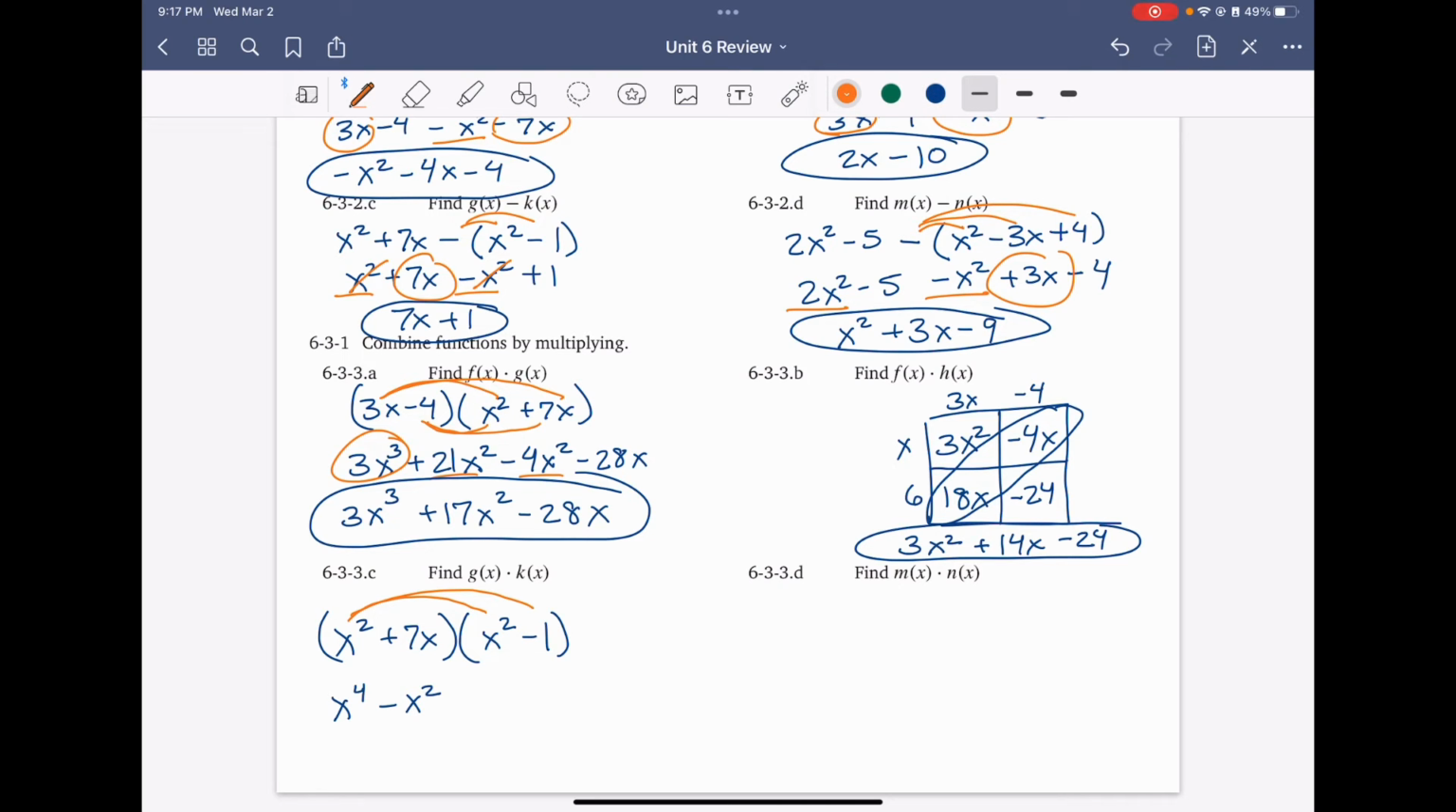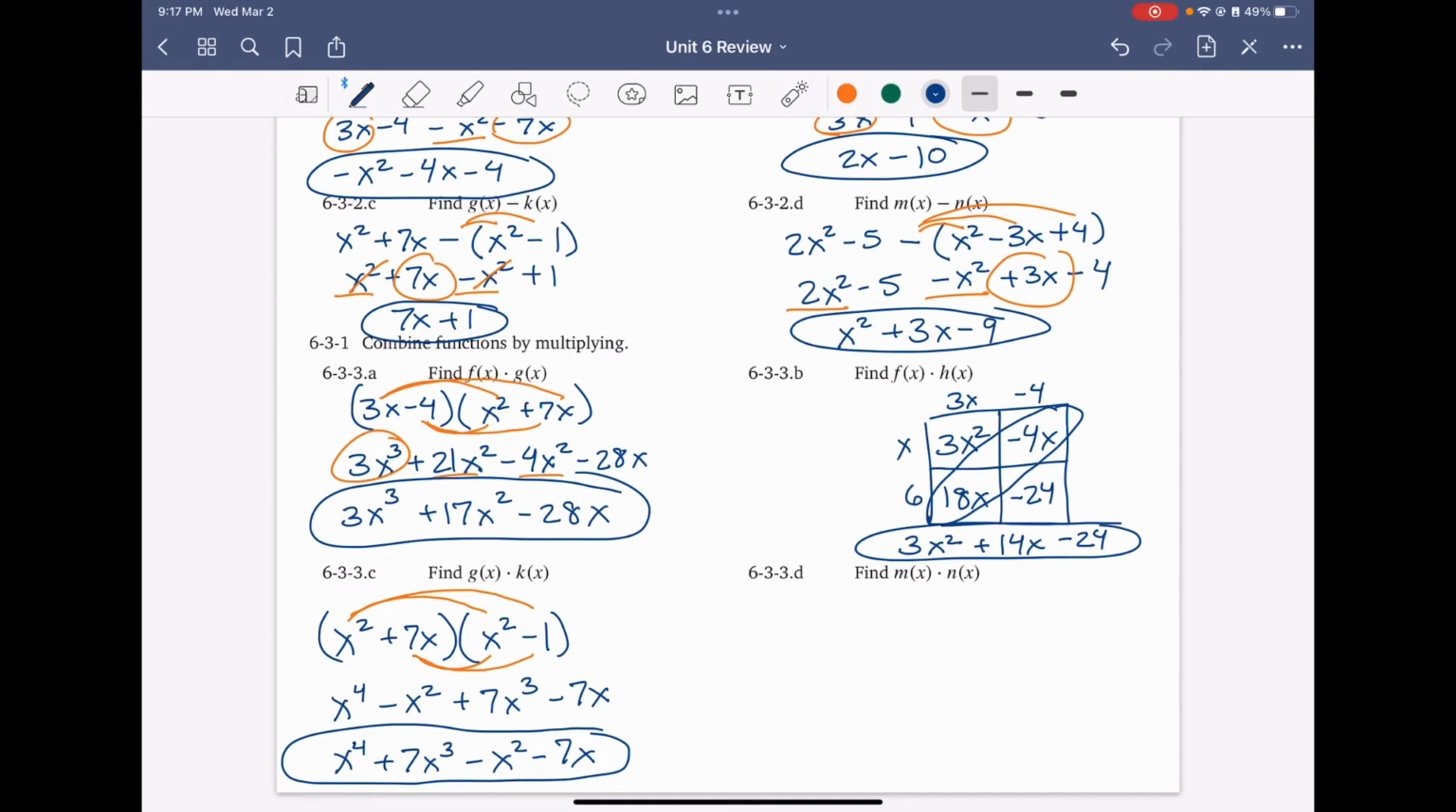And then we do 7x times x squared, so that will be positive 7, and then x times x squared is x cubed. And then our last term is 7x times negative 1, which will be negative 7x. So we have all of our terms, and let's start listing them in order from highest exponent to least. The highest exponent is x to the 4th, and then we have plus 7x cubed, and then minus x squared minus 7x. And there's nothing to combine. All of them have different powers, so none of them are like terms.